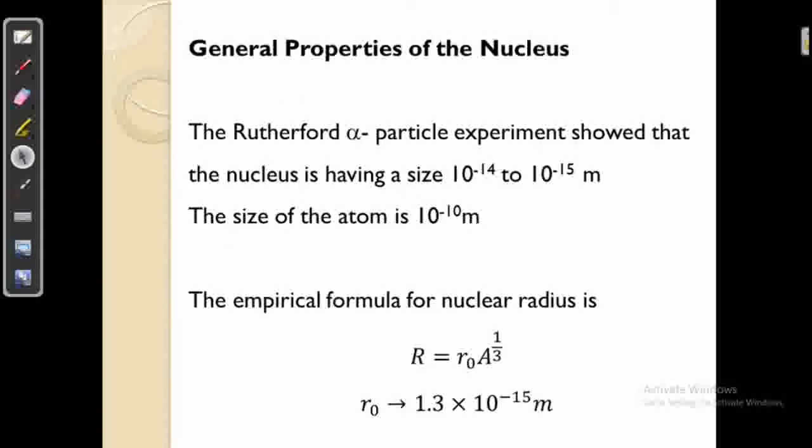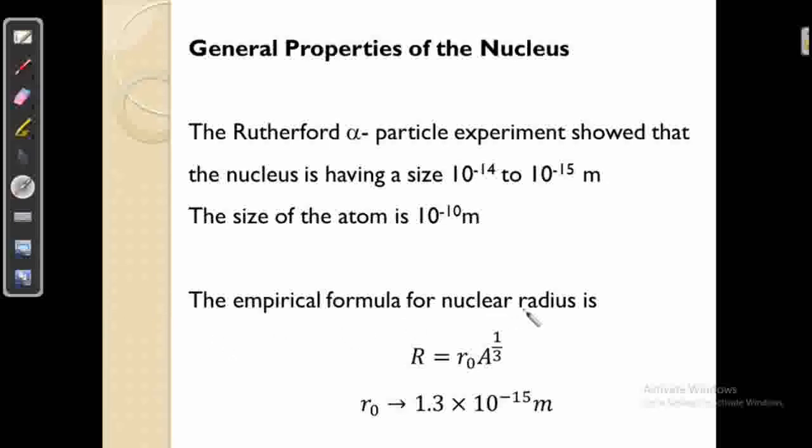Next, we can go into some of the general properties of the nucleus, particularly its size. The Rutherford alpha particle experiment showed that the nucleus has a size of around 10 raised to minus 14 to 10 raised to minus 15 meter. That is, 10 raised to minus 15 means femtometer. But the size of the atom is usually on the angstrom scale, that is 10 raised to minus 10. So the atom is 10 raised to 4 to 5 times larger than the nucleus.